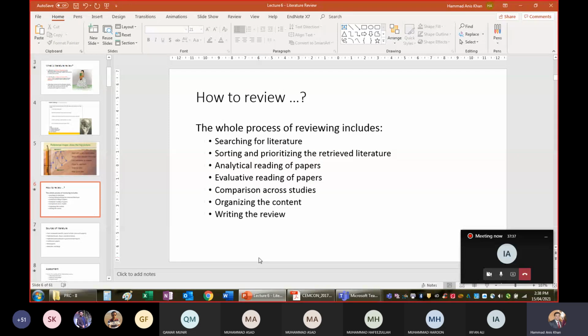So how to review? There are certain steps. Number one, you have to search for the literature. Then you have to sort and prioritize which research papers you should read first. Analyze the papers, evaluate the papers, and based upon that you can remove some of the papers from your list, or you can dig deep. Then you compare across the studies, organize, and in the end you write your literature review.